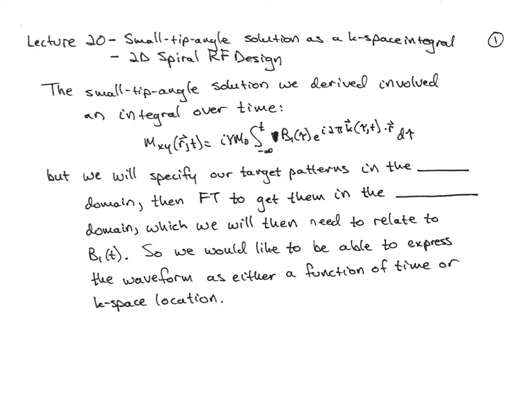The small-tip angle solution that we derived in a previous lecture involved an integral over time, wherein the excited magnetization at a given time t is equal to the integral of the RF pulse from the beginning of the pulse up to this time t, multiplied by the complex exponential that applies the complex weighting due to the gradients.